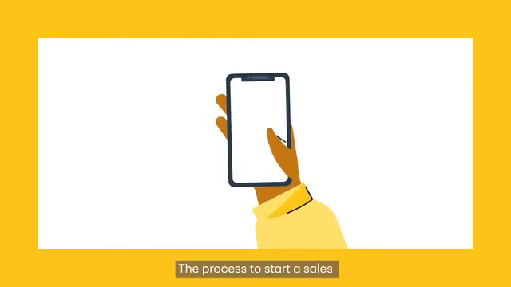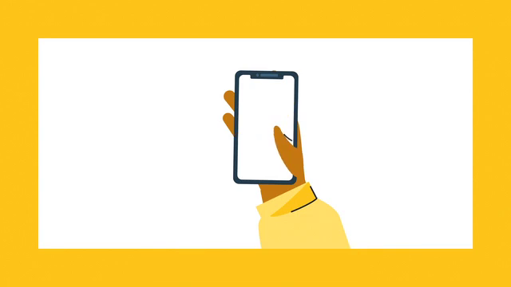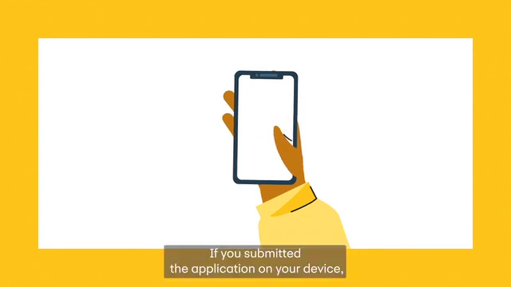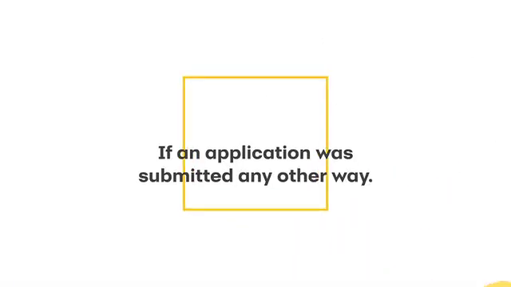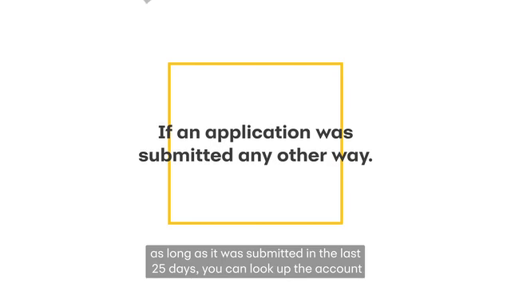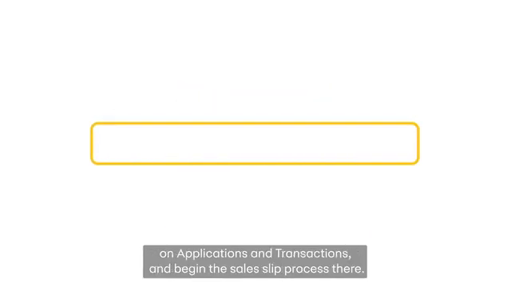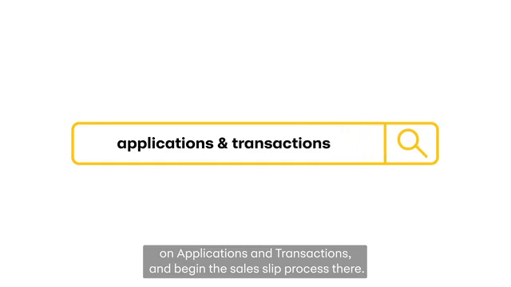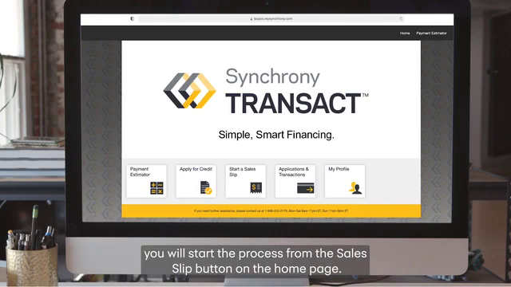The process to start a sales slip varies based on how the application was submitted. If you submitted the application on your device, the process would flow directly to the sales slip. If an application was submitted any other way, as long as it was submitted in the last 25 days, you can look up the account on Applications and Transactions and begin the sales slip process there. If the customer has an established account older than 25 days, you will start the process from the Sales Slip button on the home page.